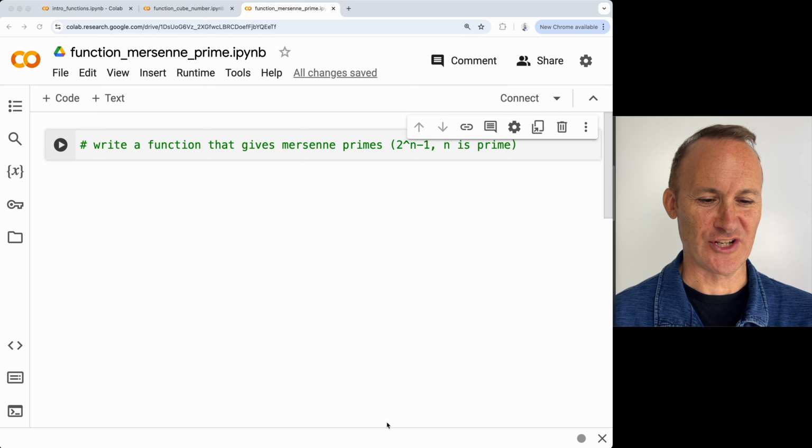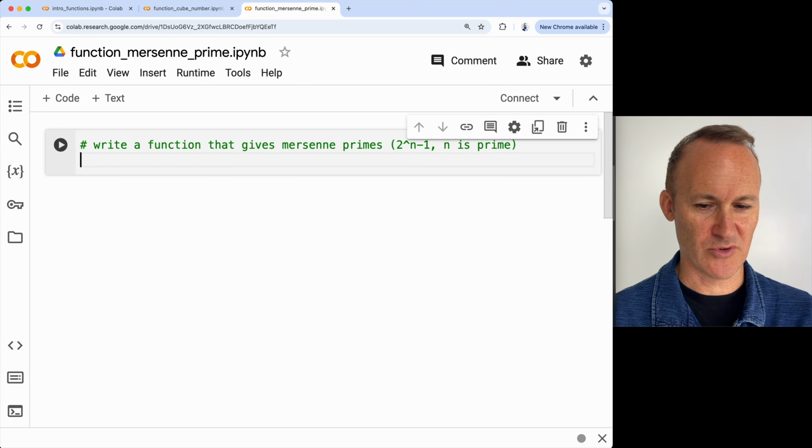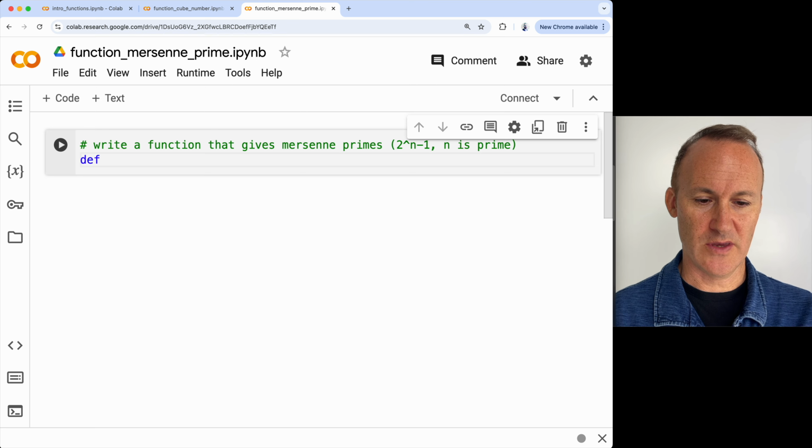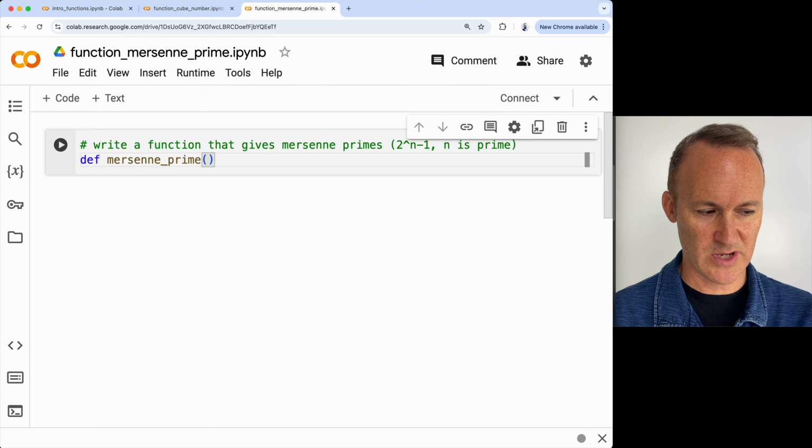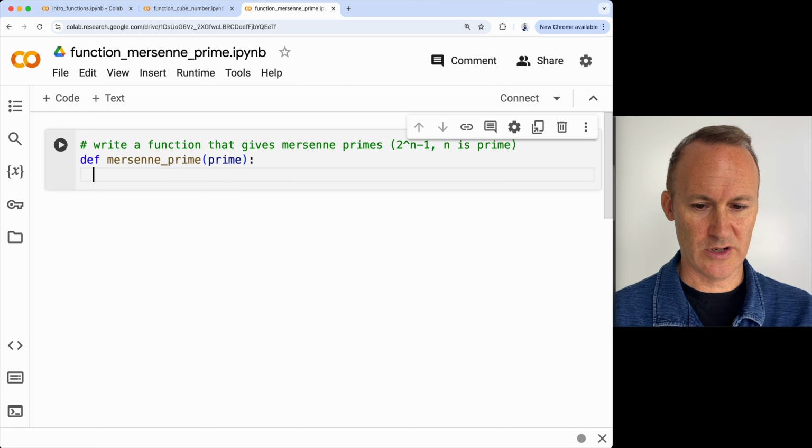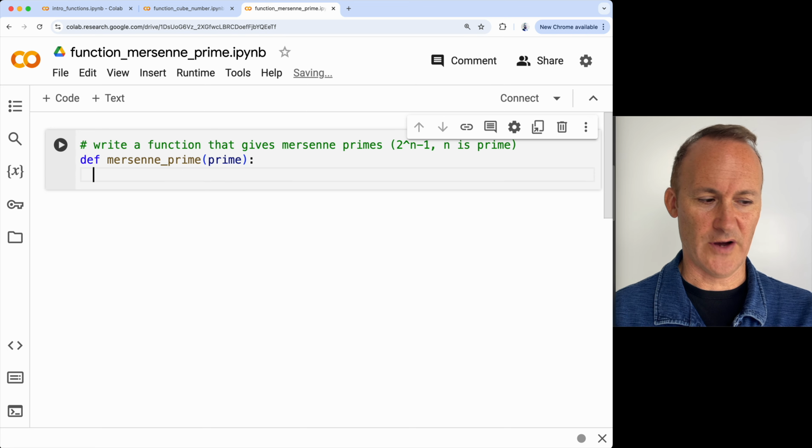Let's write a function that gives Mersenne primes. Okay, so it's 2^n minus 1 where n is prime. So write def to start the definition, and then I'm going to call this mersenne_primes. The key here is that what you're actually inputting is going to be a prime number, not just any number. Then the colon, and I'll go ahead and define this one.